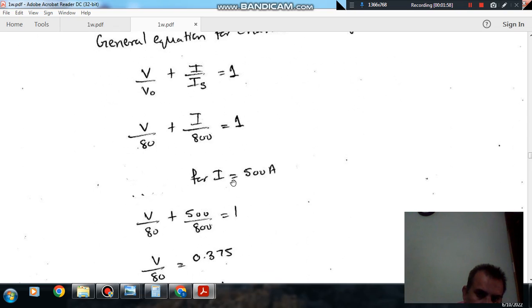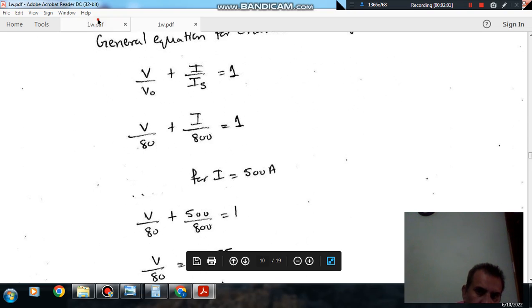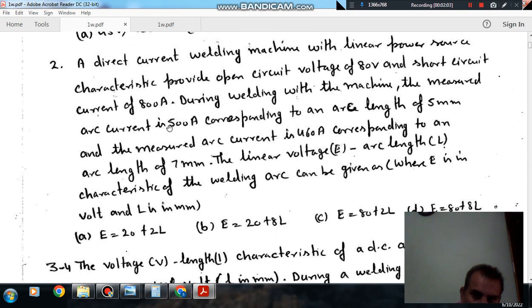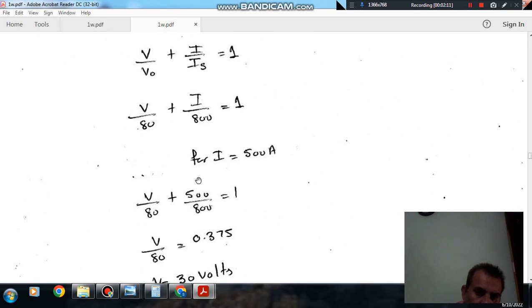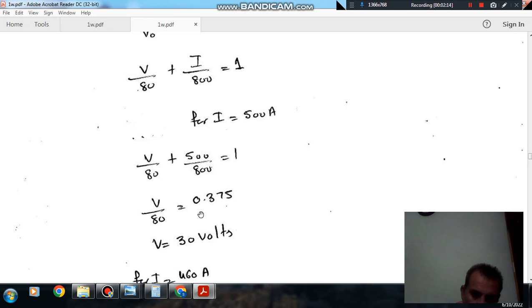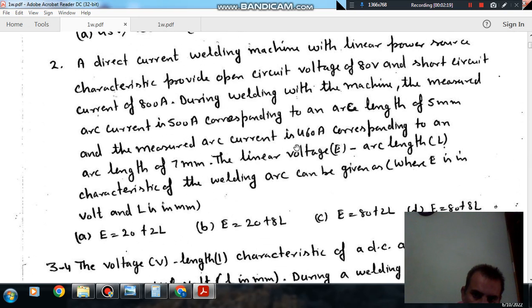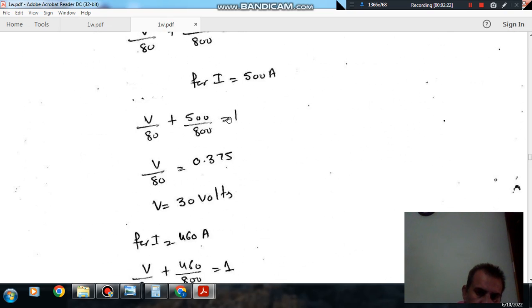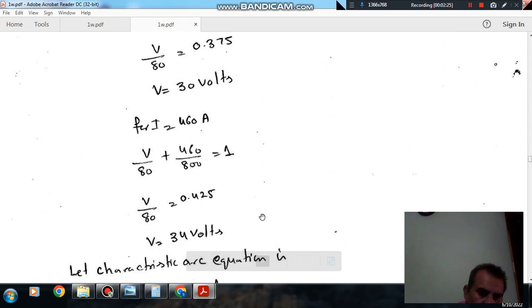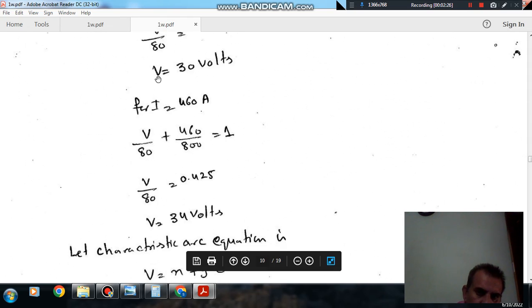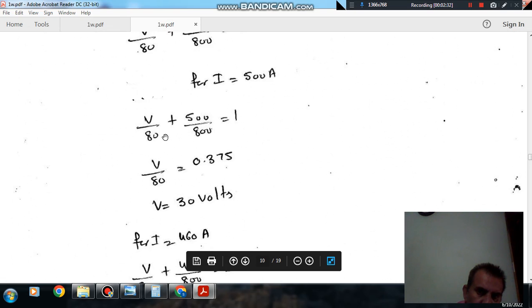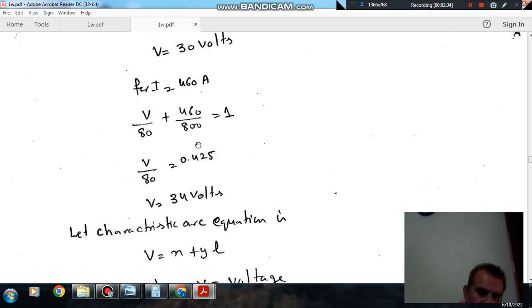And if we put I as 500 ampere for the first condition, the current is 500 ampere. If you put I is equal to 500, then V comes out as 30 volt, and in the second condition the current is given as 460 ampere. So V is your 34 volt. So V is 30 volt and 34 volt for the two currents, that is 500 ampere and 460 ampere.